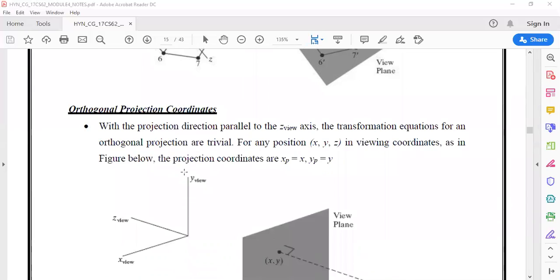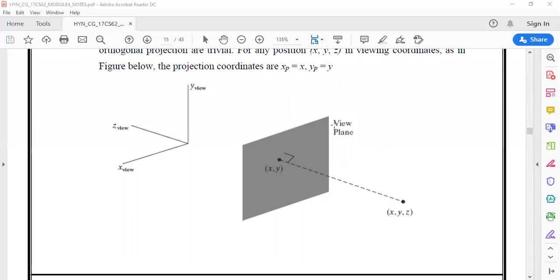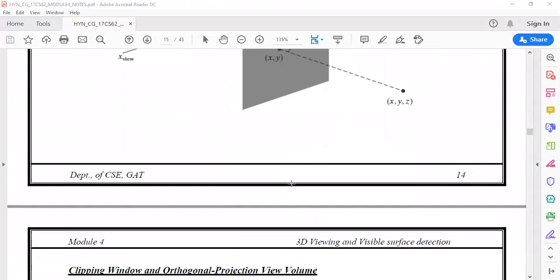Now coming to the orthogonal projection coordinates. If I take this example where I have my point (x, y, z), it is projected onto a view plane in the direction parallel to the z view axis. If I project any point parallel to the z view axis, then the coordinates of that point on the view plane will be xp equal to x and yp equal to y, because z is equal to the z view axis. So these are the orthogonal projection coordinates.